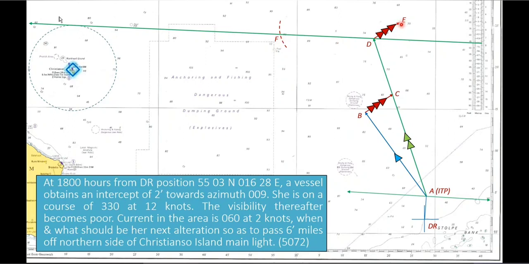Now we can join Echo with Foxtrot, EF. Now this line EF is my second course to steer. So let's mark it off with a single arrow. Echo Foxtrot is my second course to steer, counteracting this particular current so that the vessel moves on this green color track, and when it moves on this track, it will be passing as required 6 miles off the northern side of Christianso Island main light.